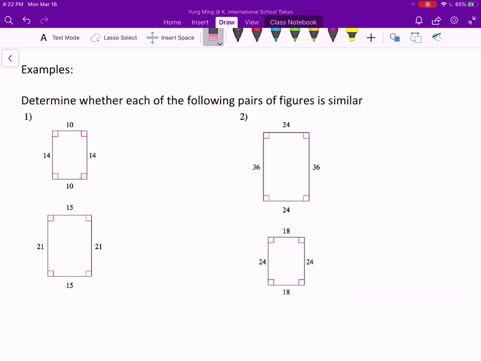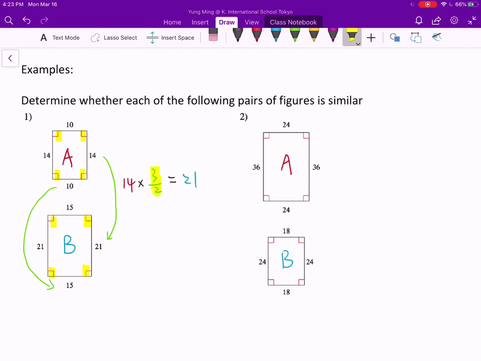Now the following examples can really illustrate why we actually need to make sure all angles are the same and all sides are proportional. First of all, let's call the top one A and the bottom one B. What we're going to do is compare all the angles and all their sides. In this case, it's very easy for angles because all the four angles are the same, so we're done. But then, now we need to check their corresponding sides.